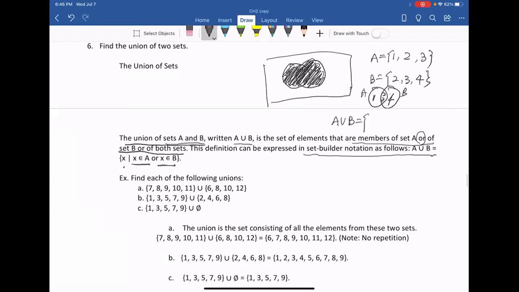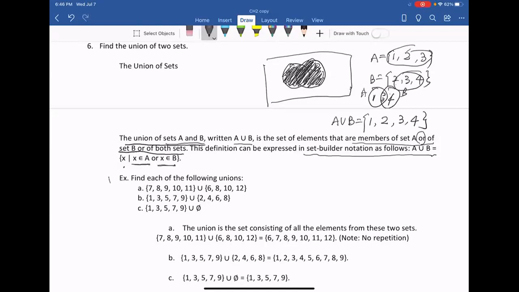I should put all of these elements together, right? But without the repetition, which is 1, 2. Do I need to add another 2 here? Add them together? No, because we already have 1. So no repetition. 3, 4. So I add them together.